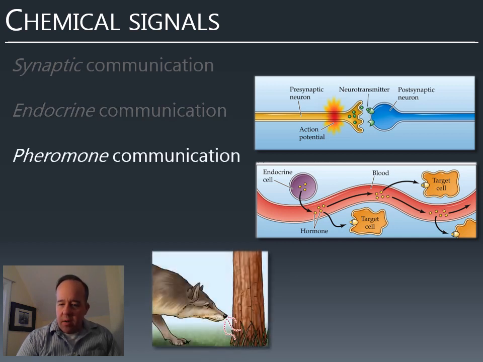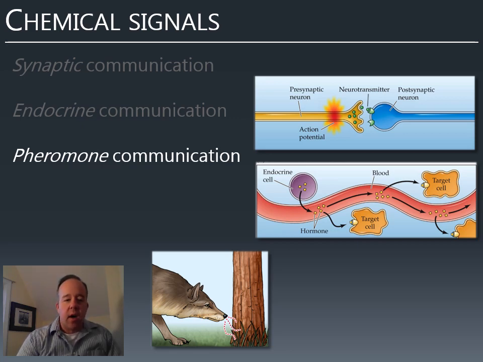It doesn't stop there, though. Some animals will release pheromones, and we've talked about pheromones briefly in our unit on the senses. Pheromones are chemicals that the body releases, not to signal other organs in the body, but to signal other members of the species. So we see here a diagram of a wolf sniffing a tree. That is not the tree releasing the chemicals.